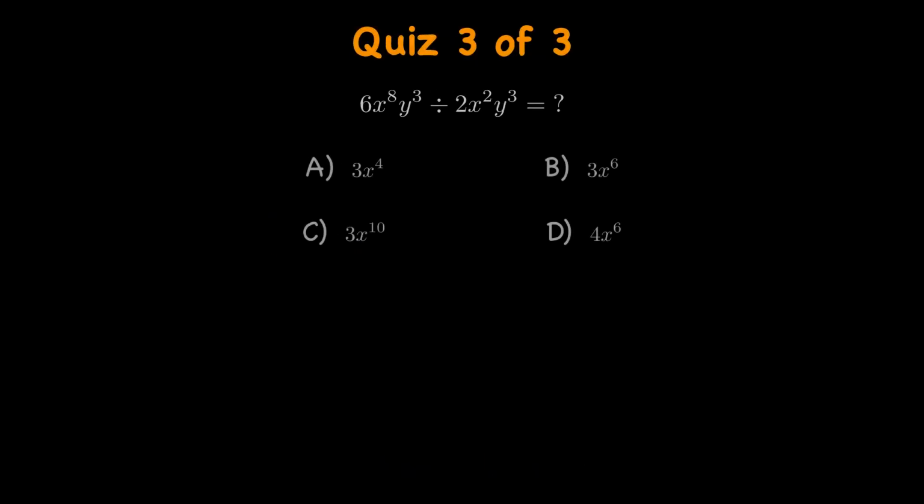Quiz 3 of 3. 6x to the 8 y cubed divided by 2x squared y cubed equals what? A, 3x to the 4. B, 3x to the 6. C, 3x to the 10. D, 4x to the 6.